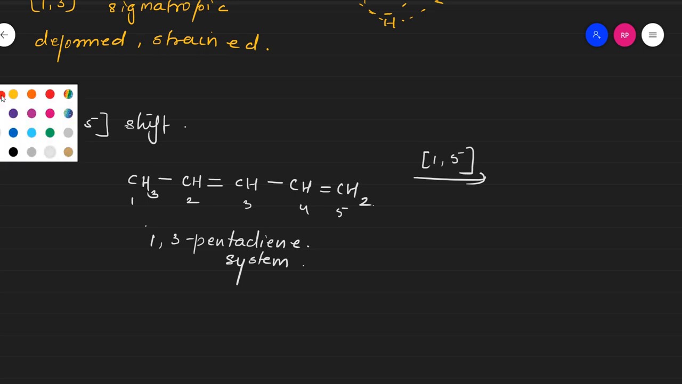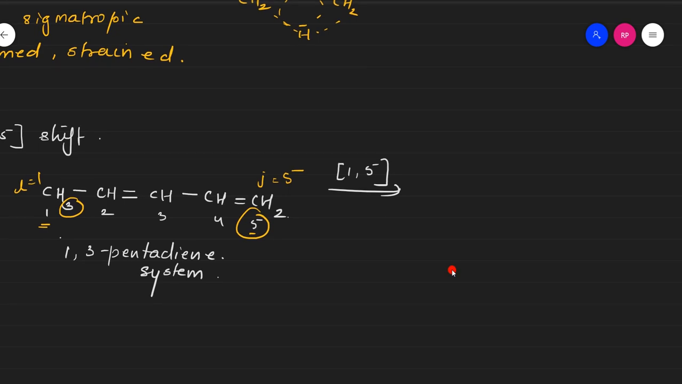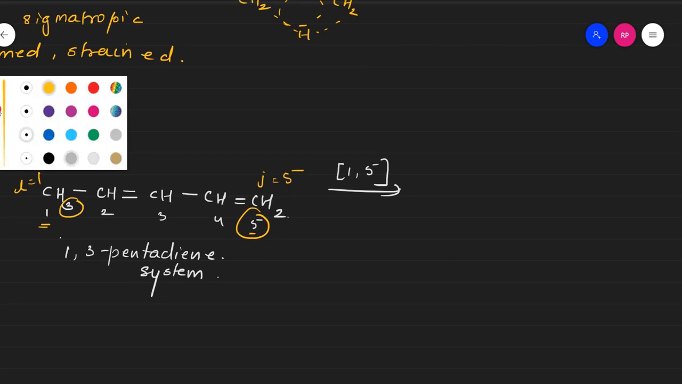So where is my first position over here? This H will be transferred to this position. So this is i equal to 1, j equal to 5. Now for this transfer, of course, what we need is a cyclic transition state. So let's draw a cyclic transition state starting with CH3.